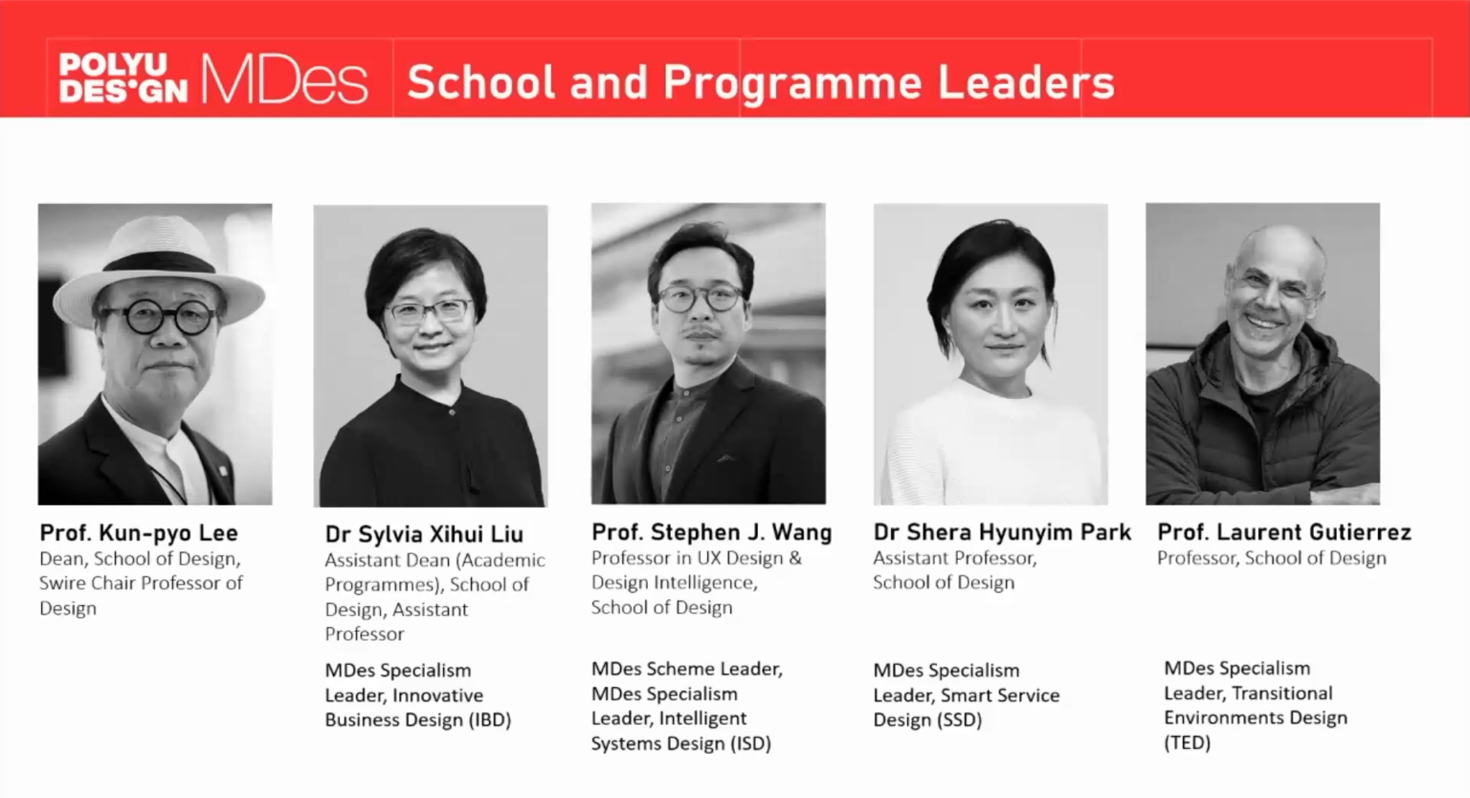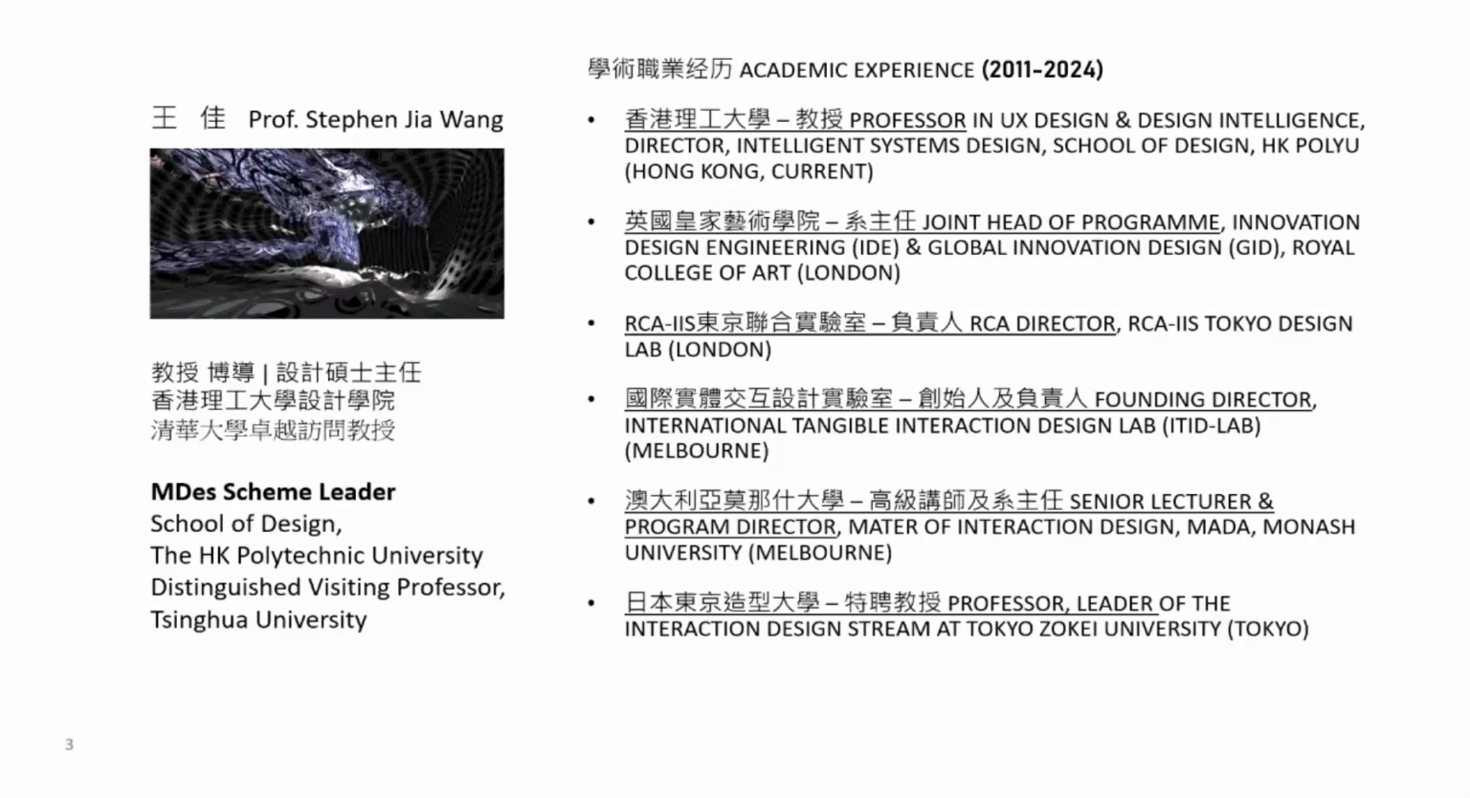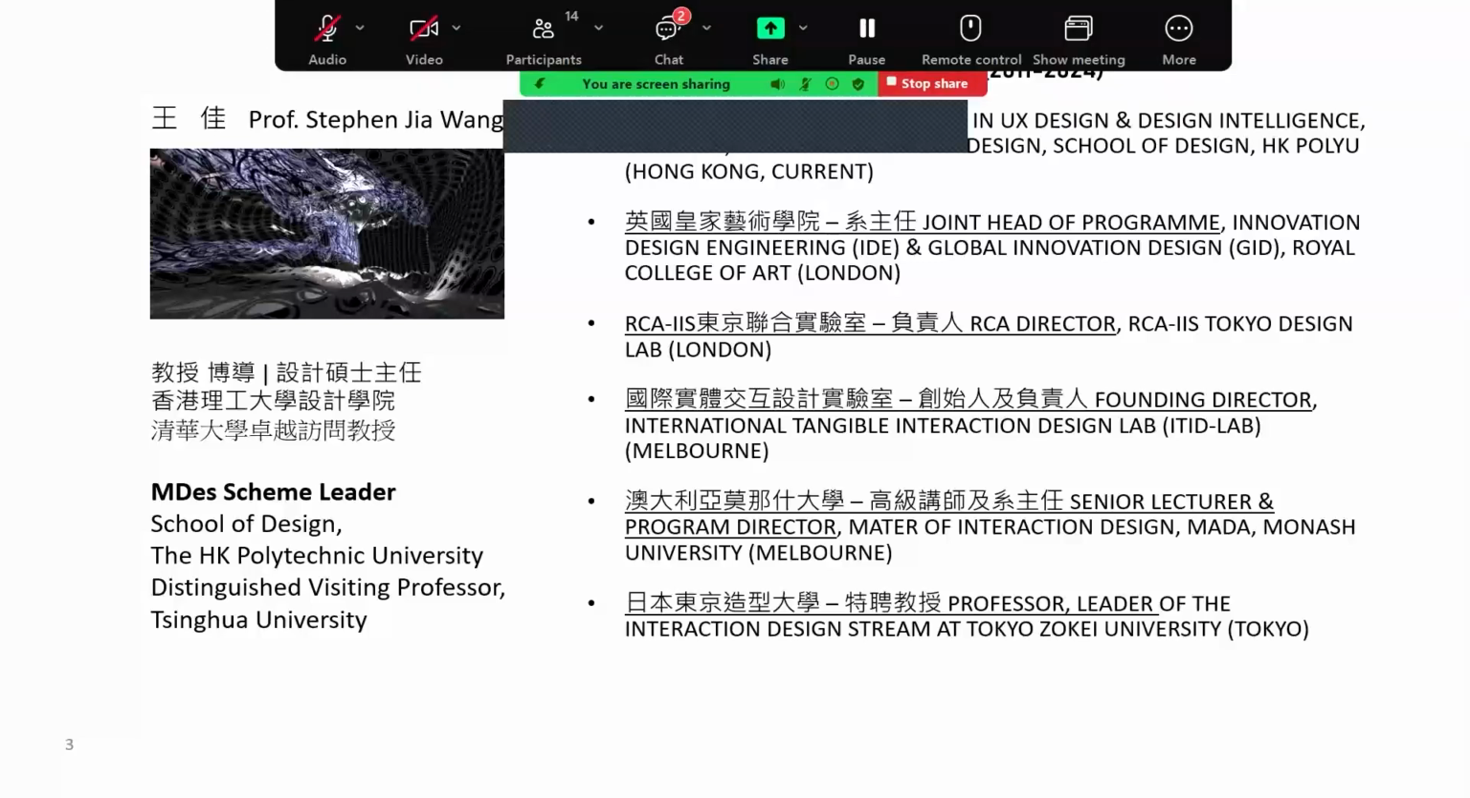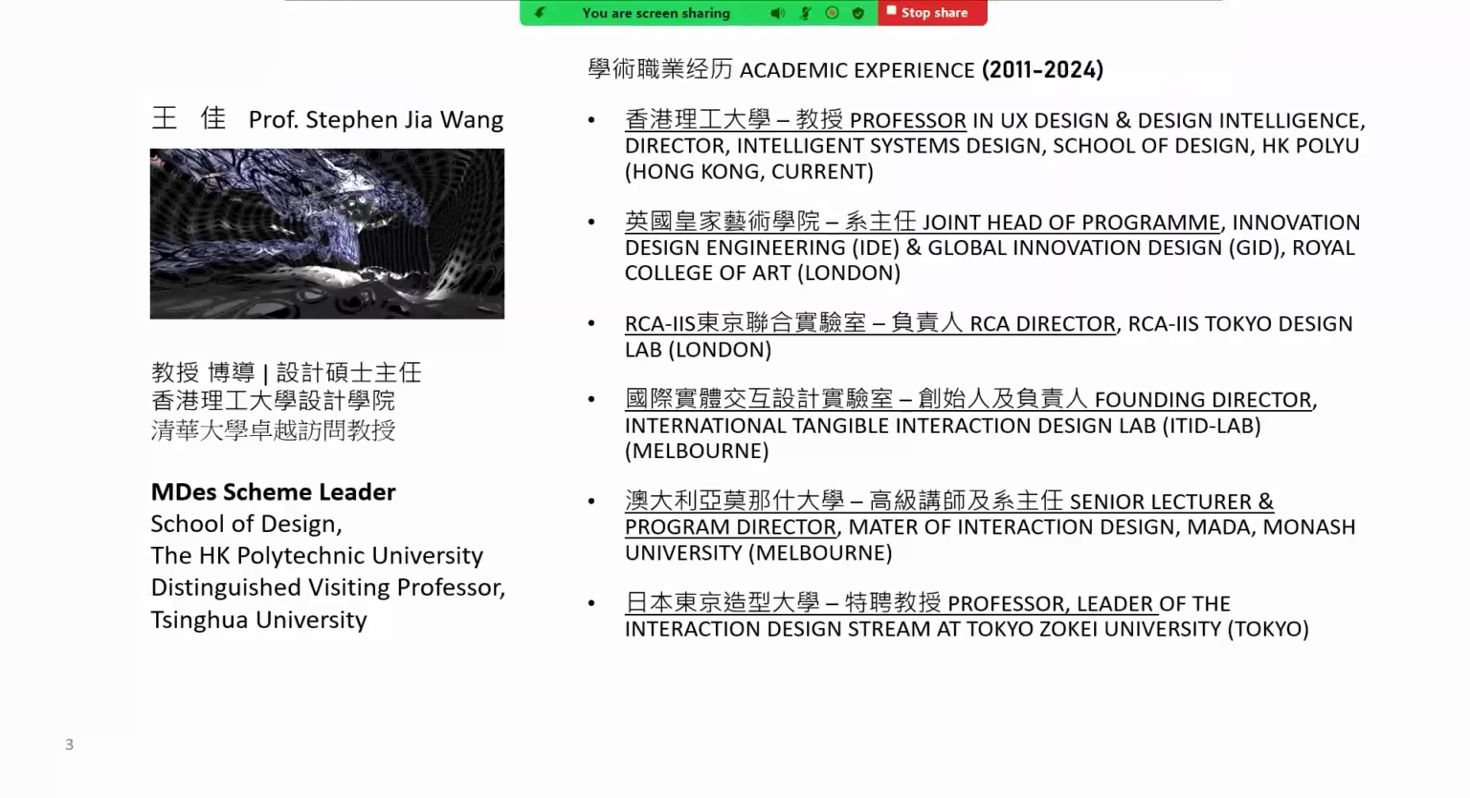So just a very brief introduction of myself. Within these 15 years, I was a professor at Tokyo Zokei University, where I created the interaction design stream. After that, I moved to Monash University in Melbourne, Australia, where I created the Master of Interaction Design and also what we call the Tangible Interaction Design Lab, TID Lab, at Monash. In 2017, I moved to the RCA. I was leading Innovative Design Engineering, IDE, and Global Innovation Design, GID, two specialisms co-run with Imperial College London as a double degree program, before I came to School of Design here.